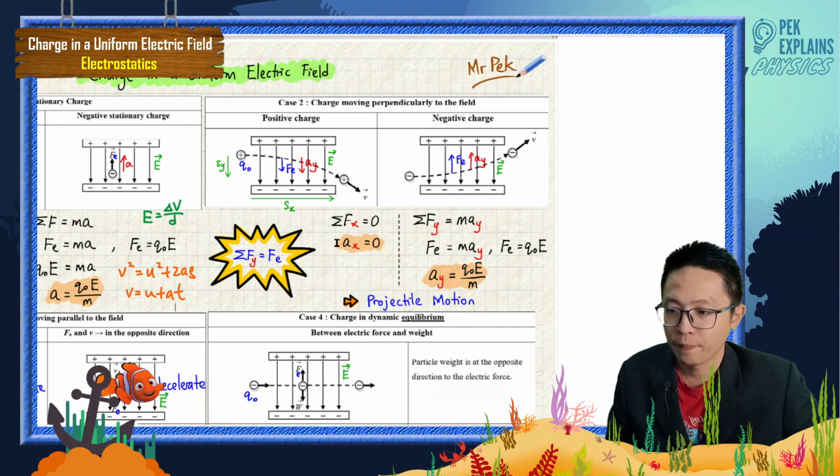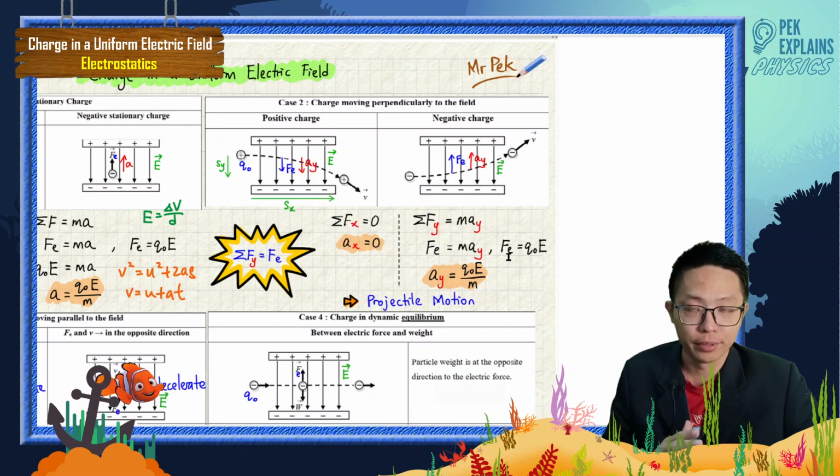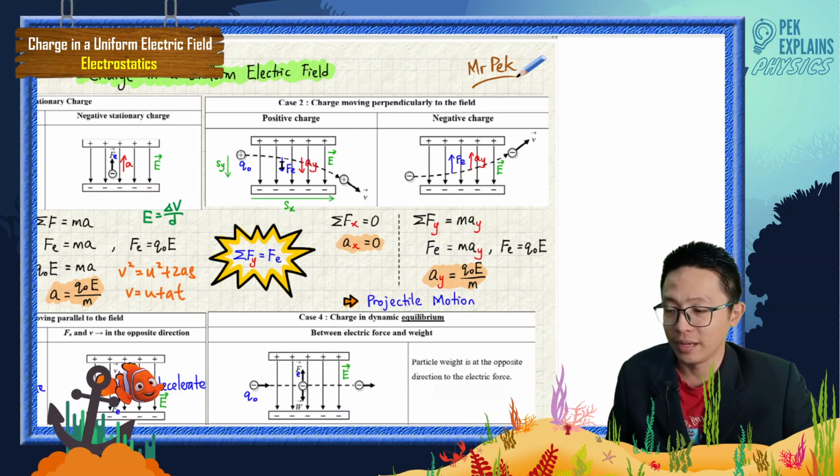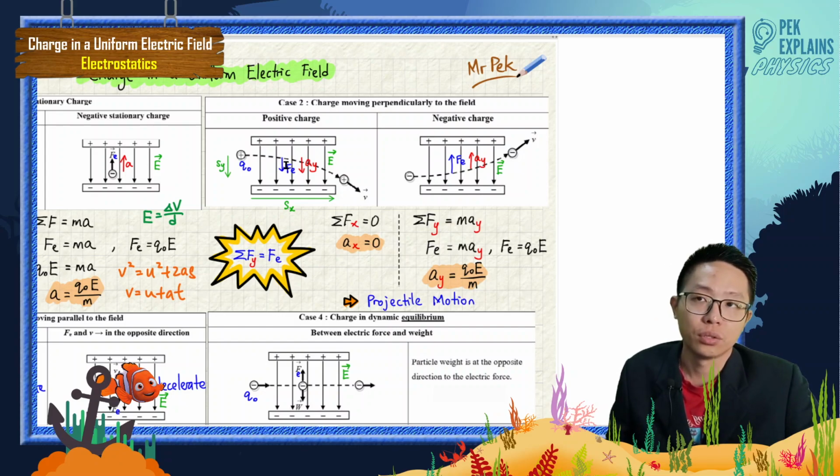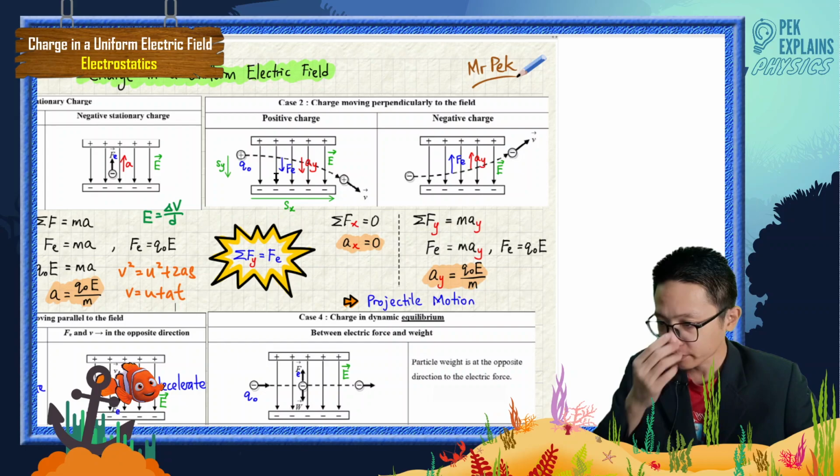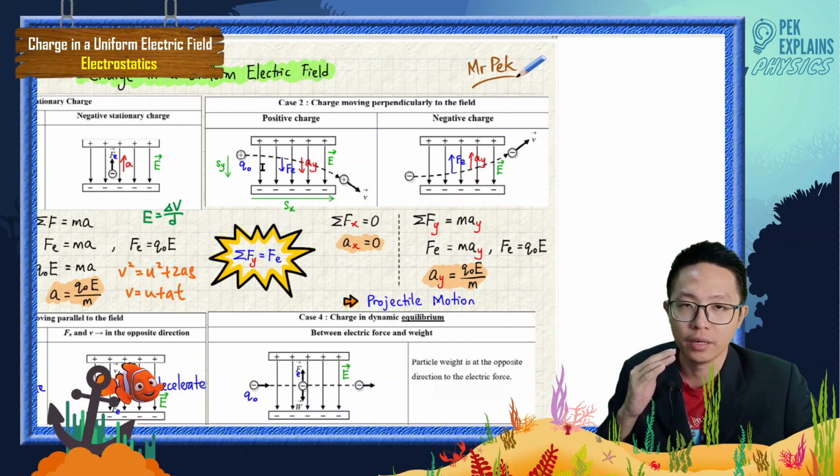Okay, so we have x component and y component. For the x component, the acceleration is 0. Why is acceleration 0? Why is ax 0? Because this electrostatic force is only in the y component. The force is only in the y component, so this force only affects the y component of velocity. It won't affect the x component.